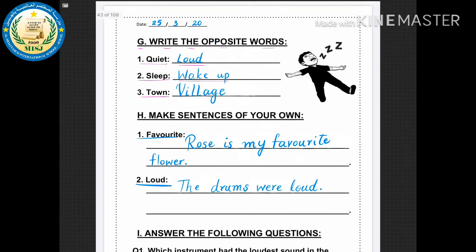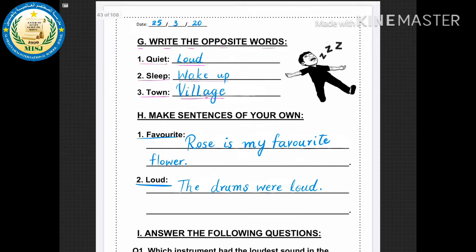Number 3 was town. T-O-W-N. Town. A town is like a small city with proper buildings, properly constructed roads. You can see shops and cars, and it's like a small city. Okay, so what is the opposite of town? A village. Very good. V-I-L-L-A-G-E. Village. A village is an underdeveloped area with small houses and very few people. You can see no cars, no roads, no properly constructed buildings. So village is the totally opposite word of town.